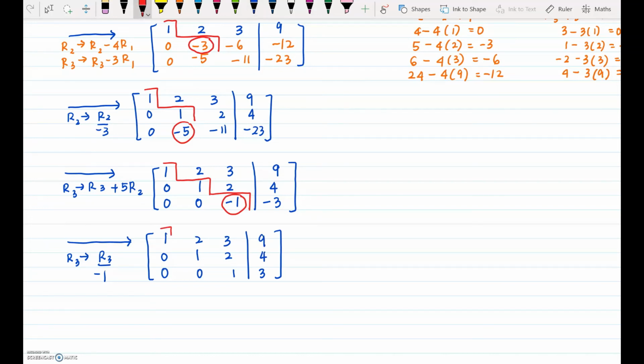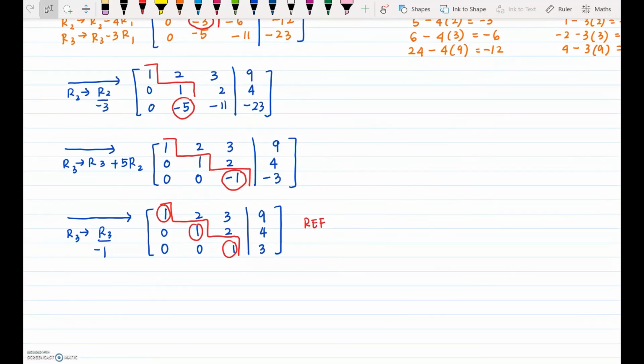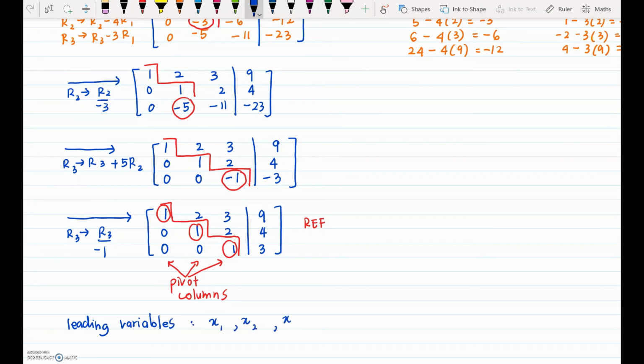Okay, now let's check your ladder. You have the perfect ladder, and below your leading ones are 0, so this is your REF. Okay, alright, so now since you have a leading one in all columns, we say that all the columns here are pivot columns, right? So you have your leading variables.